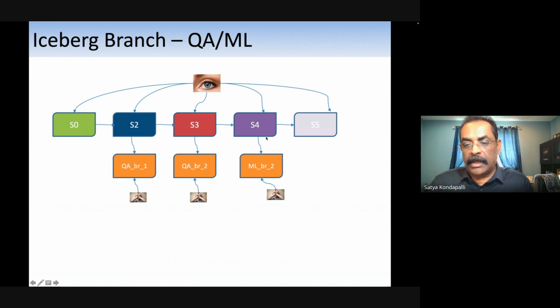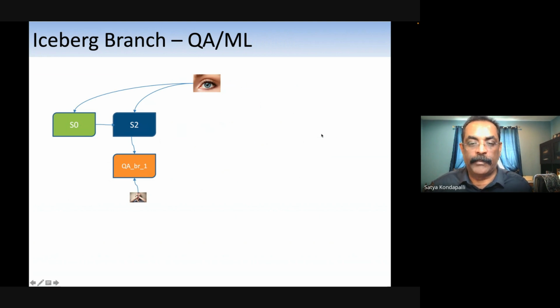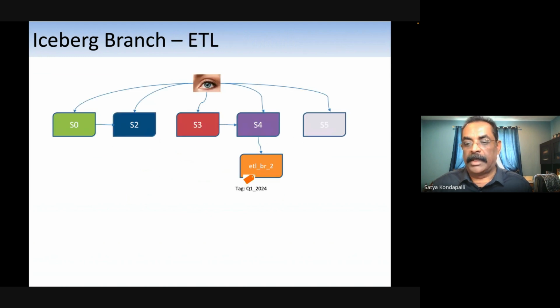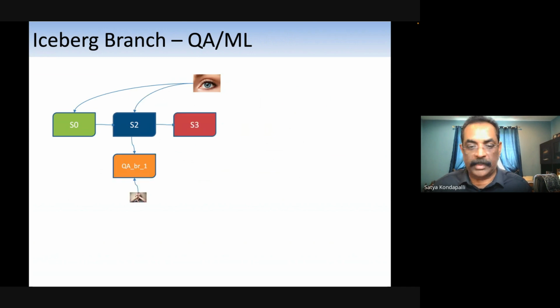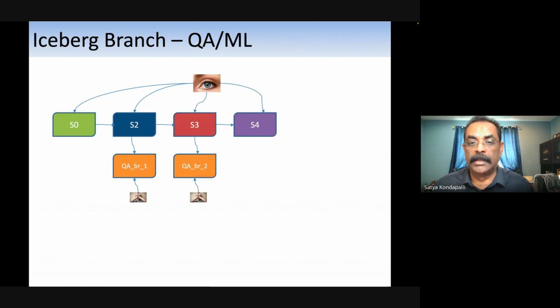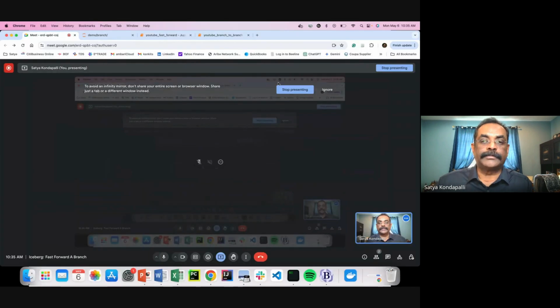In between, your ETLs are happening, here and here. Your ETL branch is happening the way I showed previously. Similarly, QA can create many branches for a given table. Then you can create a branch of a branch too, right? Why not? We're going to look at that. Now let's get into some demo.